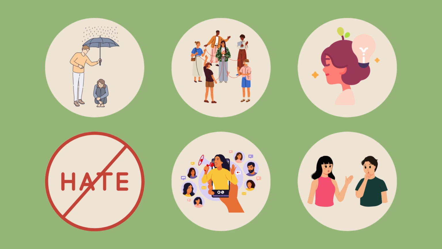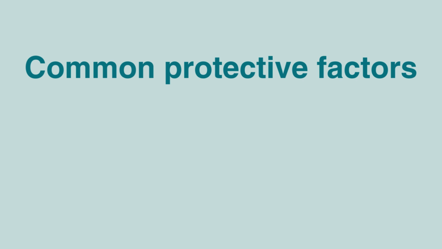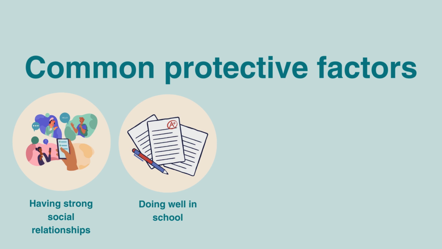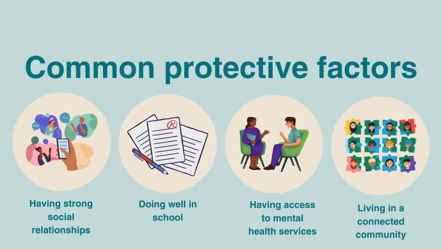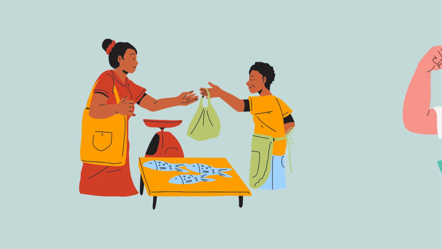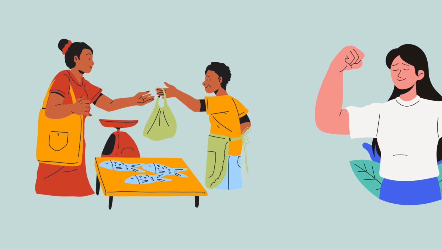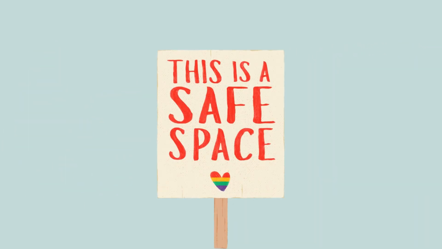These proactive actions are known as strengthening protective factors. Some common protective factors against hate-based violence include having strong social relationships, doing well in school, having access to mental health services, and living in a connected community. By proactively working to strengthen these factors in the lives of your peers, you help make your community more inclusive, more resilient, and ultimately safer for all.